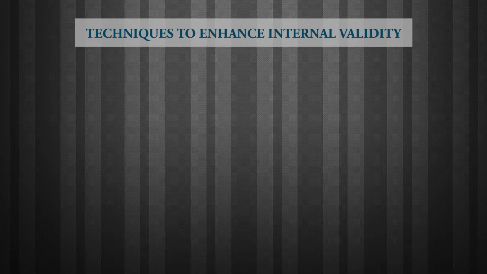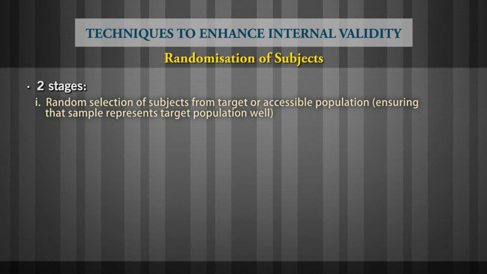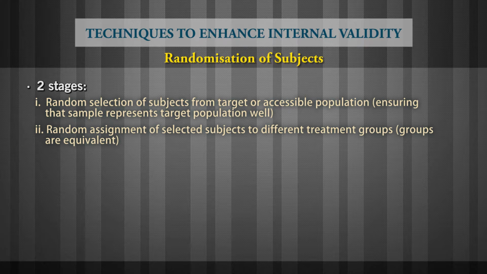There are several techniques to enhance internal validity by establishing equivalence between groups. The first technique is the randomization of subjects. Randomization involves two stages. The first is the random selection of subjects from the target or accessible population to ensure the sample is representative of the target population. The second stage is the random assignment of selected subjects to different treatment groups to ensure that the groups are equivalent.